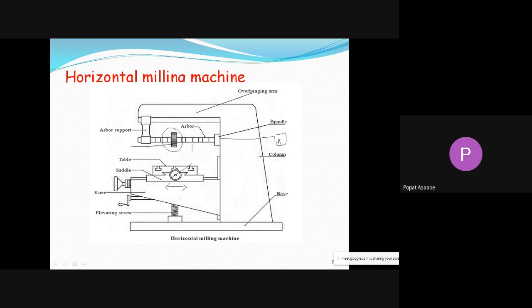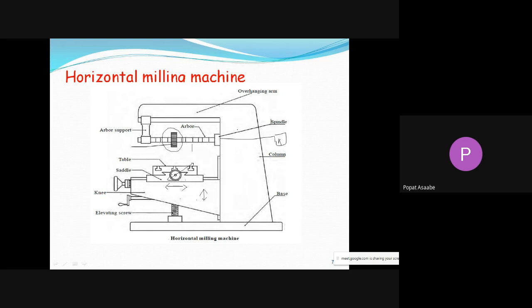We can also give cross feed to the table. With the help of the knee, see, this is the knee, one elevating screw is provided. With that elevating screw there is a hand wheel. When we rotate this hand wheel, the knee moves upward and downward through the elevating screw. In this manner we can give feed to the work. This is about the horizontal milling machine.